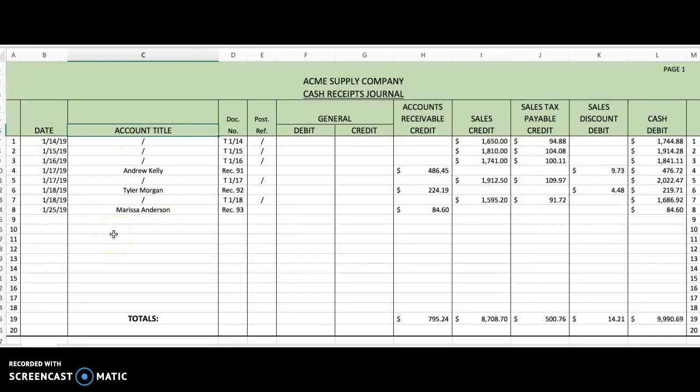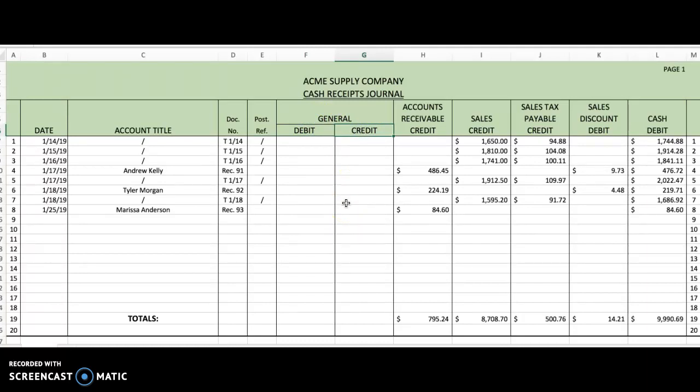This one doesn't say account credited or debited in this case, and we'll talk about why. The document number, this is the source document column again. And the posting reference, we'll come back to that. We'll see why these slash marks are in there in the transactions already journalized. We have a general debit. We have a general credit column. We're not using it here.